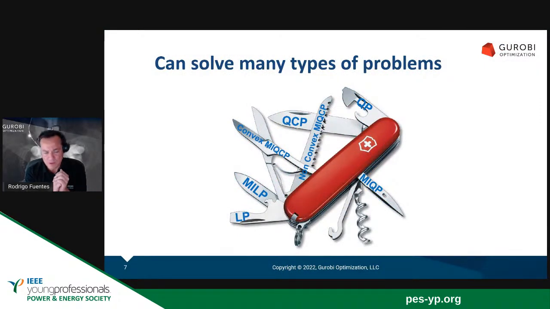Gurobi as a solver can solve a variety of problems that fall in this category. So basically, if you have a problem with linear constraints or quadratic constraints, and if you have continuous variables and/or integer variables, Gurobi can handle a problem of that sort. The constraints do not necessarily have to be convex. The same goes for the objective function. And Gurobi also includes the ability to handle nonlinear functions via piecewise linear approximations. So the range of problems that can be modeled with Gurobi is pretty broad, and it can be handled by the solver.